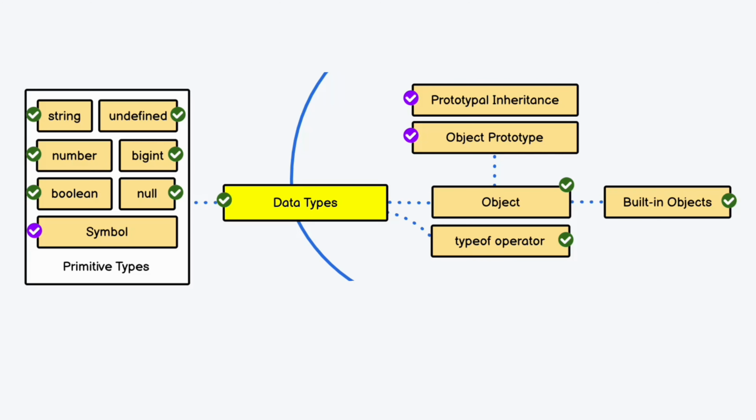Now let's move to the third module, data types. You have to know what types of data we have in JavaScript. We have primitive data types. Under the primitive data types we have string, undefined, number, BigInt, boolean, null, and symbol.